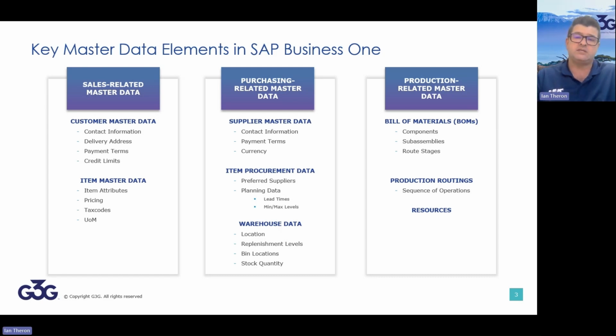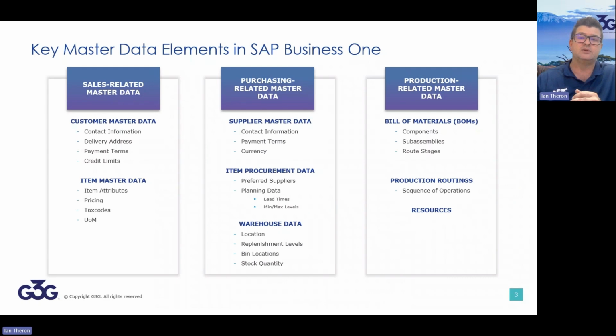The next master data element is item master data. This defines your items' attributes like pricing, tax codes, units of measure, and this ensures that the correct item details and pricing appear on every sales document, basically streamlining your invoicing process and preventing pricing disputes. This also allows your sales team to accurately quote your customers and give them the correct information.